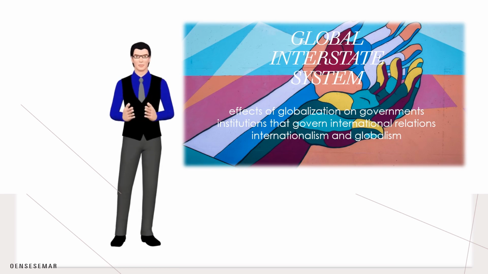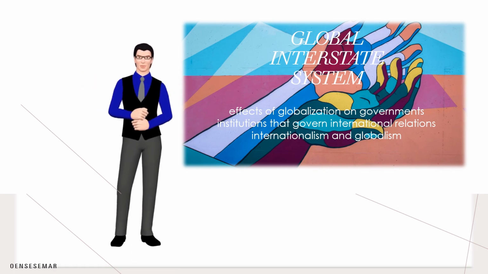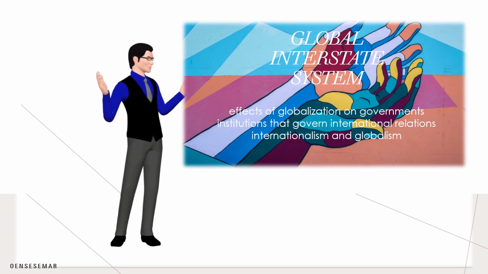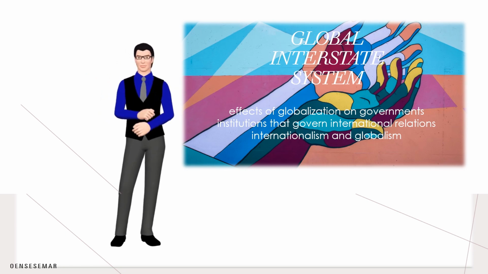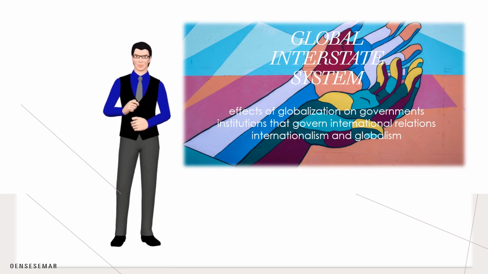Globalization greatly affects the different aspects of world society. It does not only have an impact on the economic, cultural, and social aspects of the world but also on its political aspect. This lesson covers the global interstate system.